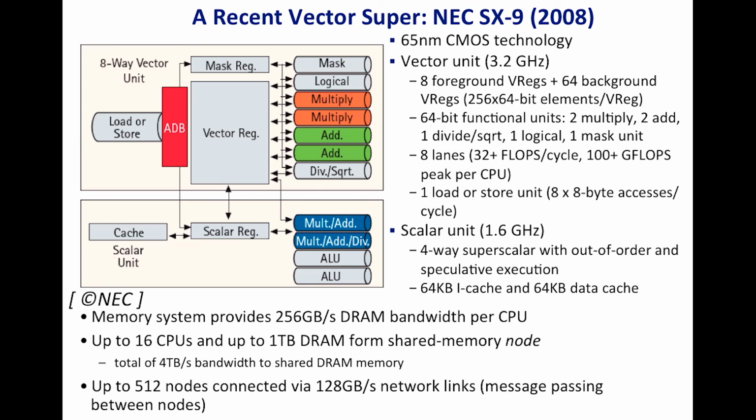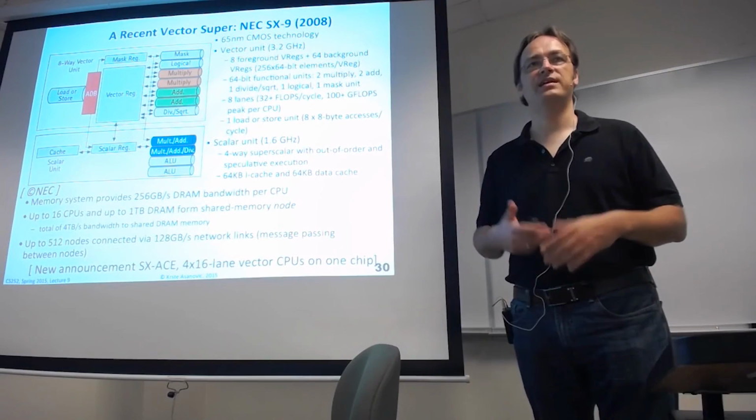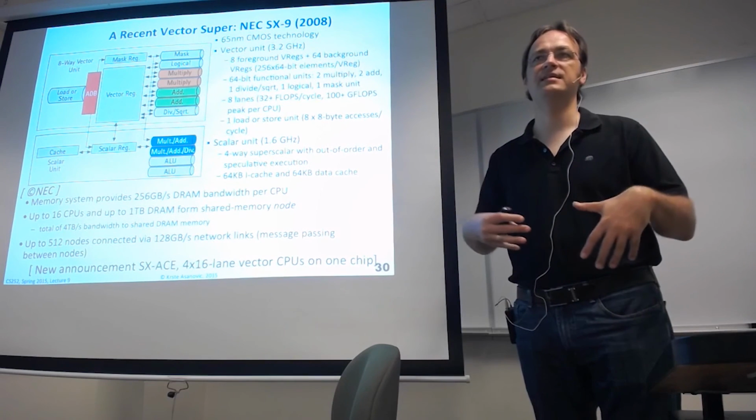Here, each CPU has 256 gigabytes a second of main memory bandwidth, which includes gather-scatter bandwidth out to that DRAM. And what's more, you build a node that has up to 16 CPUs, where each CPU has 256 gigabytes a second of bandwidth with the same shared memory. So you have over 4 terabytes a second of bandwidth to that shared main memory where all the vector units are plugging in, right?